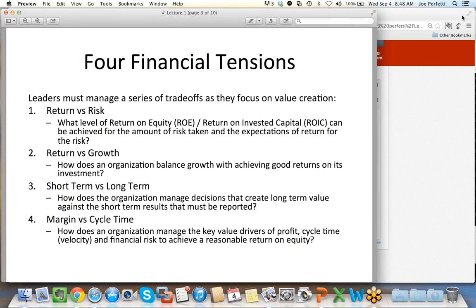Finally, one of the other trade-offs we'll have to talk about is margin and cycle time. These are two key drivers of ROIC, and that's what we're going to talk about next.